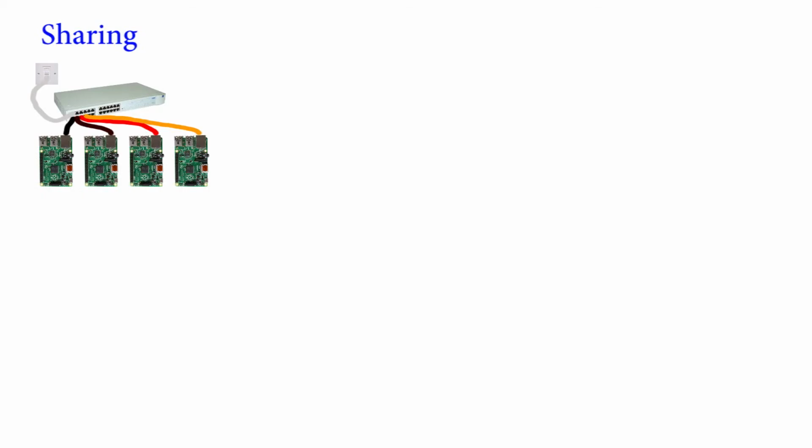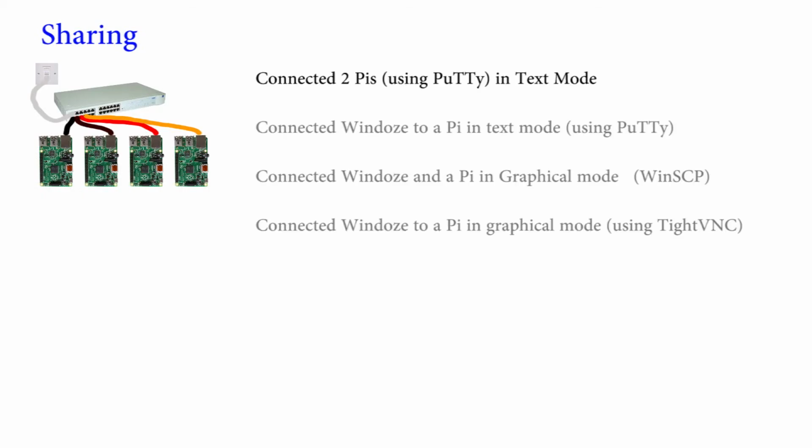So if all's gone well, we've connected a Pi to another Pi using PuTTY in text mode, a Windows machine to the Pi in text mode, again using PuTTY, enabled a graphical file transfer system using WinSCP, and finally linked a Windows machine to a Pi in full graphical mode using TightVNC. Quite a skill set.